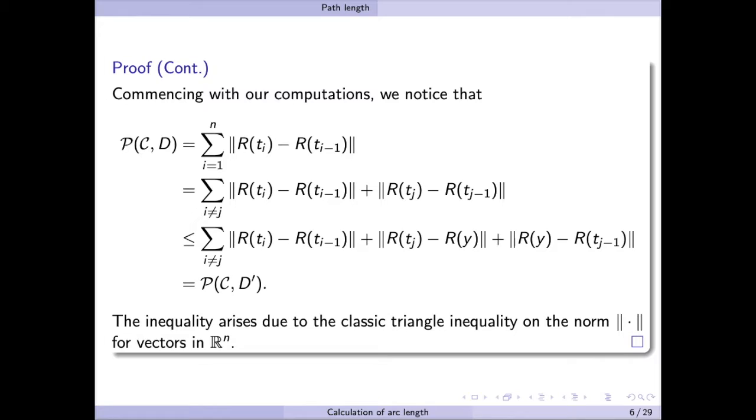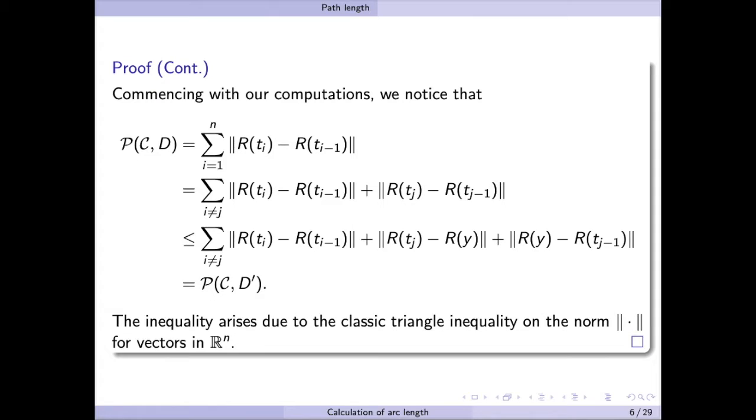This in turn is equal to the sum over the indices i that are not equal to j of the norm of r of t sub i minus r of t sub i minus 1, plus the final term where the index is equal to j, that is the norm of r of t sub j minus r of t sub j minus 1. So here we are just singling out this particular interval that is contributed by the index j, and then we use the triangle inequality which applies to the norm in this interval from t sub j minus 1 to t sub j.